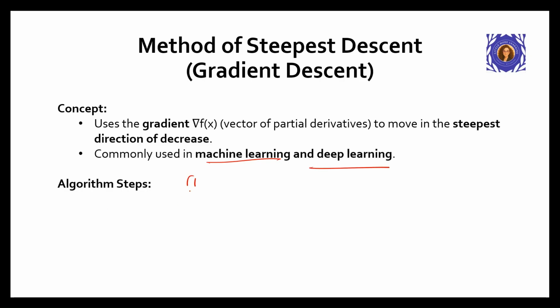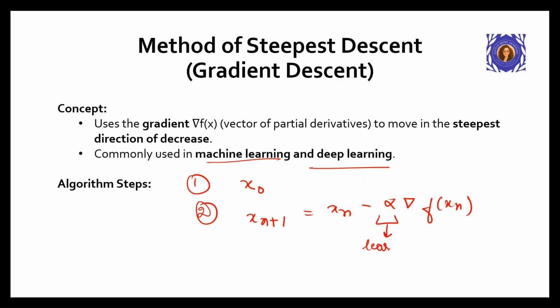When it comes to algorithm steps, the first one is to choose the initial point, that is x0. Then we need to update it using the formula x(n+1) equals xn minus alpha times the gradient of f(xn), where alpha is the step size, or we can say the learning rate. Lastly, the last step is to repeat until convergence is achieved.